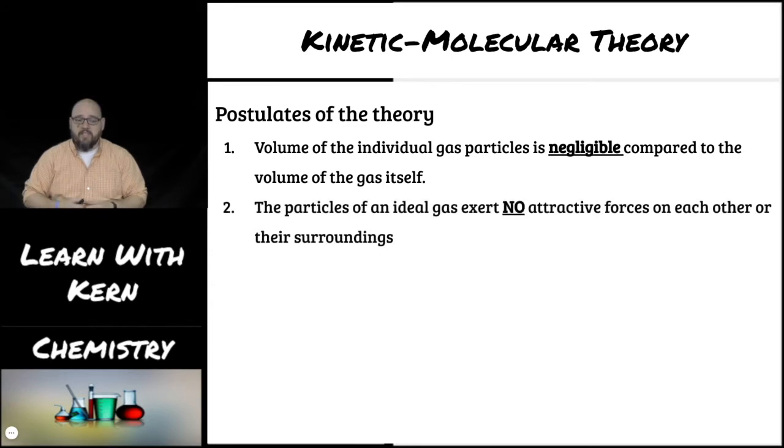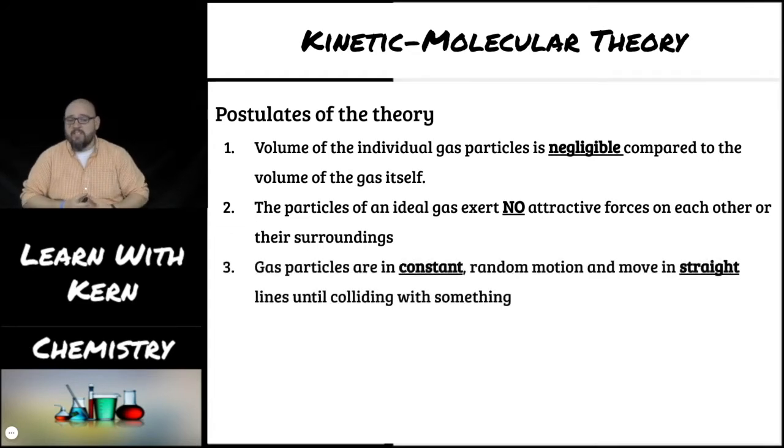The second postulate is that the particles of an ideal gas do not exert any forces of attraction on each other. So when one gas particle comes close to another one, they're not attracted to each other. They just go straight past. There's no interaction between them. They don't exert any attractive or repulsive forces on each other or on their surroundings.